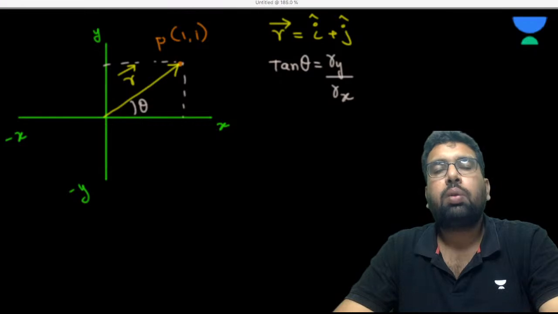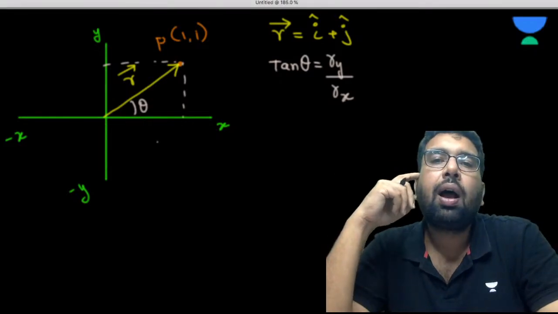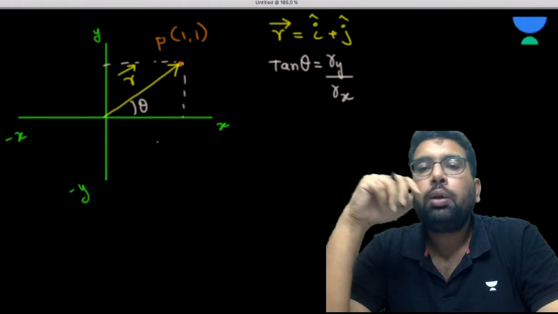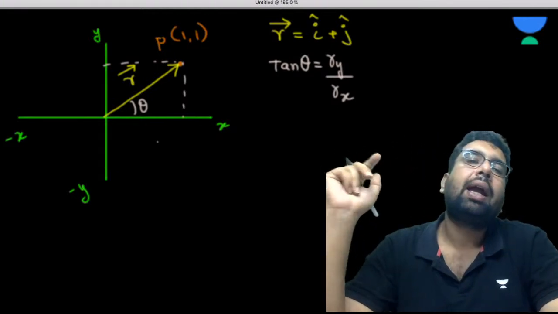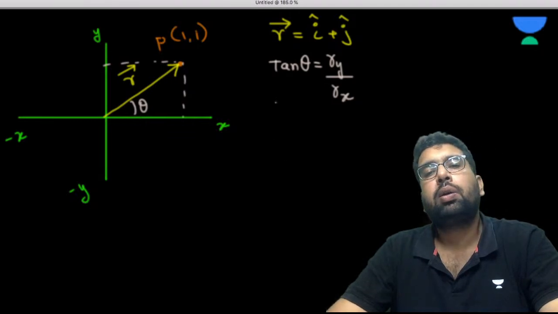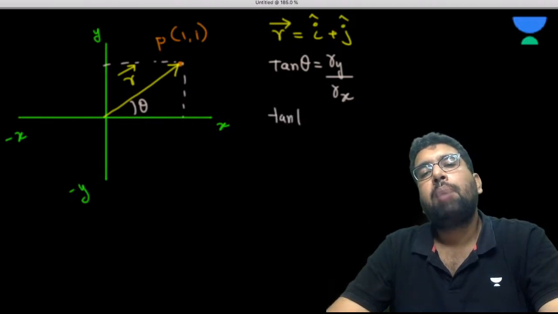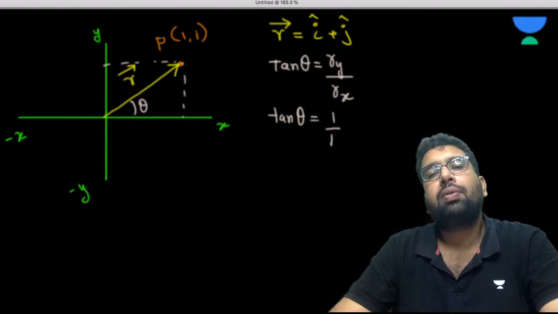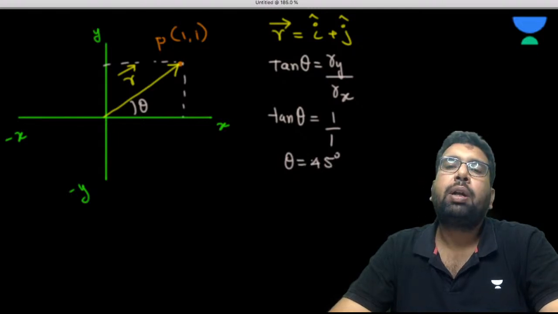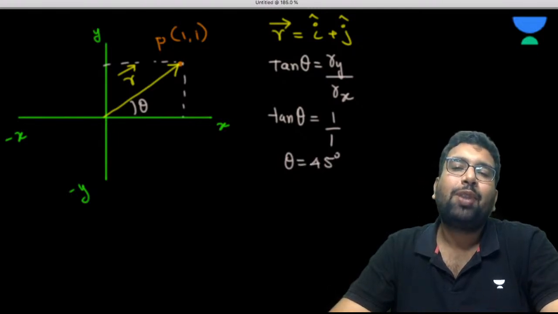It is going to be the ratio of the y component to the x component. So tan theta is going to become ry by rx. Okay, it is going to become ry by rx. So tan theta will be, so ry is 1, rx is 1. So from here we can write theta is equal to 45 degrees. When both perpendicular and base are unity, we know obviously that theta is going to become 45 degrees.